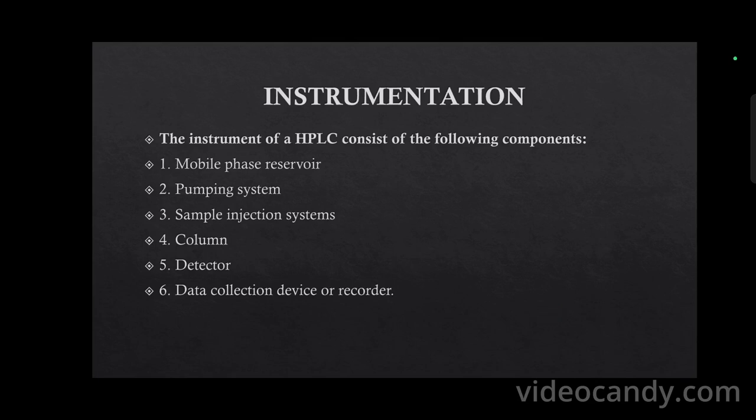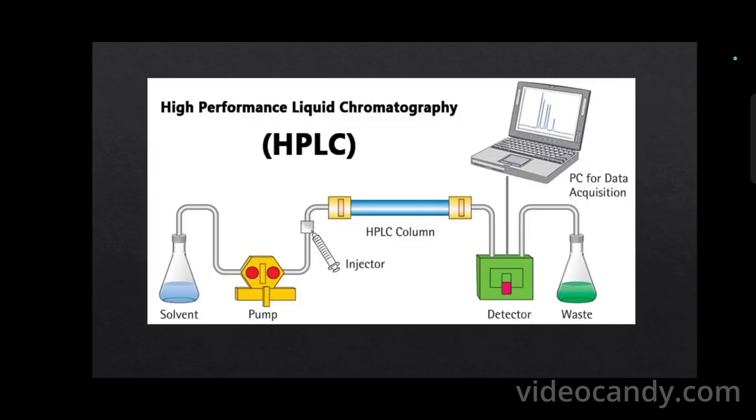Next, we will see the instrumentation part. The instrumentation consists of the mobile phase reservoir, pumping system, sample injection system, column, detector, and data collection device or recorder. Here is the visual representation of the instrumentation of HPLC.